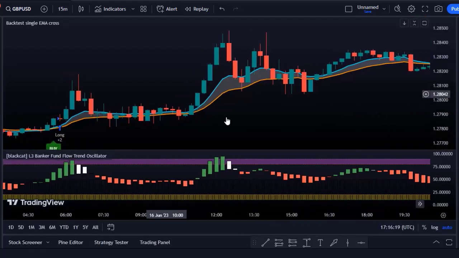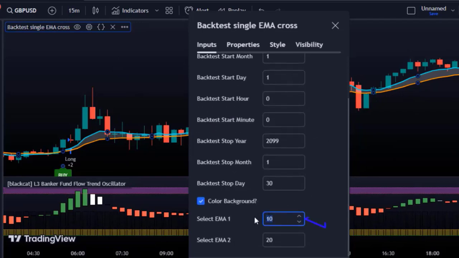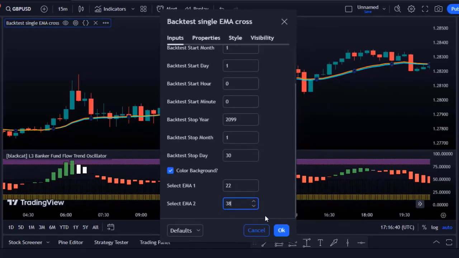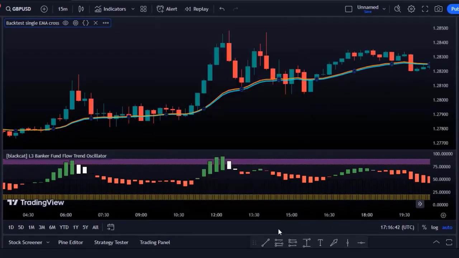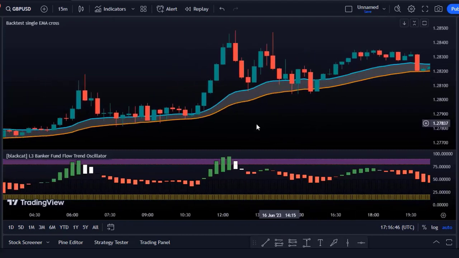But we're not done yet. To fine-tune our setup, we need to adjust the settings of the Buy and Sell Backtest indicator. First, we'll uncheck the trades on chart option to clean up the chart and make it easier to read. Then we'll head over to the input section and scroll down to select EMA 1, 22 and EMA 2, 38. These values have been proven to work well in many different trading scenarios and are a great starting point for our strategy. And just like that, our chart is ready for action.